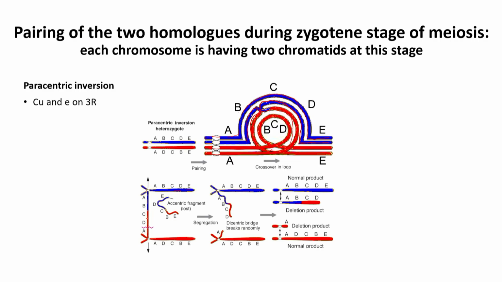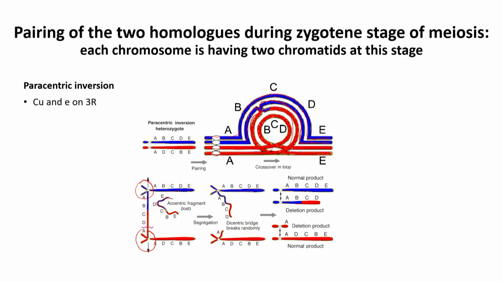This is a dicentric chromosome. This is called a dicentric chromosome. Why dicentric? Because there is one centromere here and another centromere here. This chromosome is a complex one which has two centromeres. And this is an acentric fragment. This is not having a centromere.